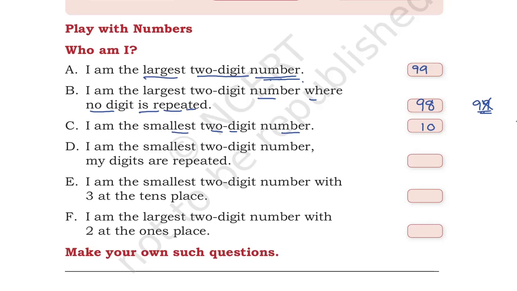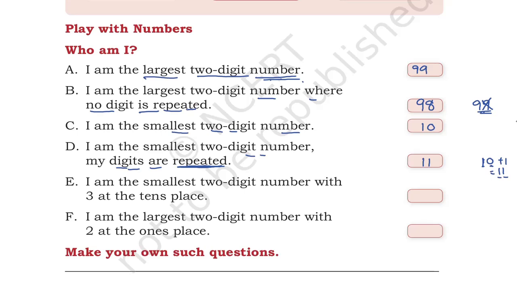Coming to the next one, I am the smallest two-digit number whose digits are repeated. Okay, we know that the smallest two-digit number is 10, but these digits are not repeated. Now, if we add 1 to it, it will make 11. Are these digits repeated? Oh, yes. So, 11 is the smallest two-digit number where the digits are repeated.